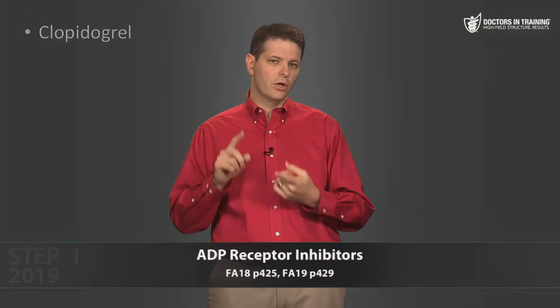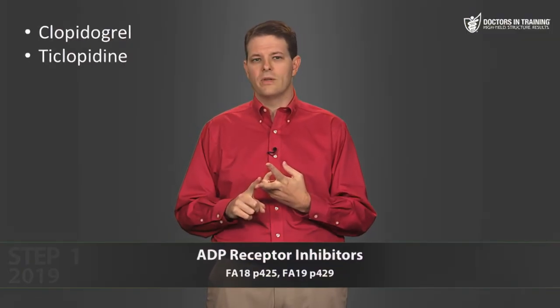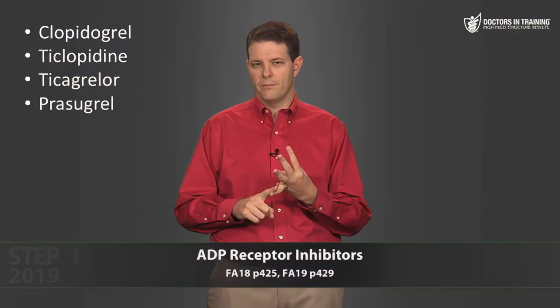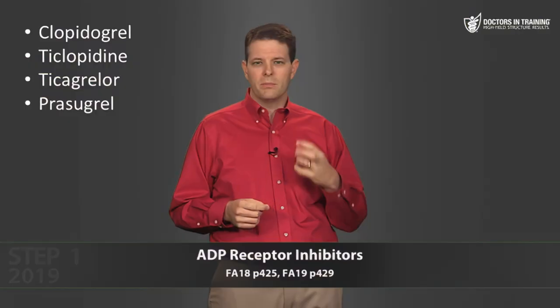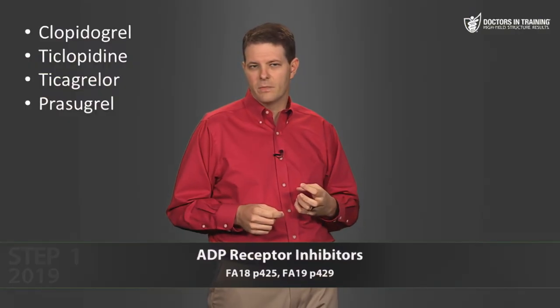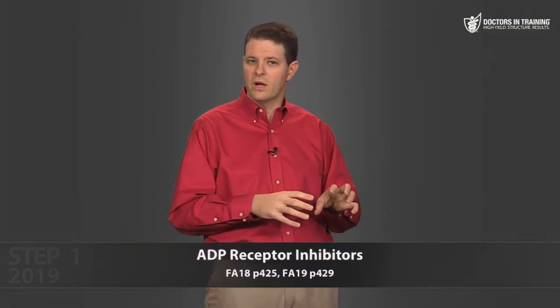Another class of antiplatelet drugs are the ADP receptor inhibitors, or ADP blockers, which include clopidogrel, that's the main one. Then there's also ticlopidine and some newer ones like ticagrelor and prasugrel. So again, these are ADP receptor blockers. So think back to what the platelet ADP receptor does. When ADP binds to the ADP receptor, that induces expression of glycoprotein 2B3A on the surface of the platelets. So if you block that ADP receptor with one of these drugs, you're going to be blocking platelet aggregation.